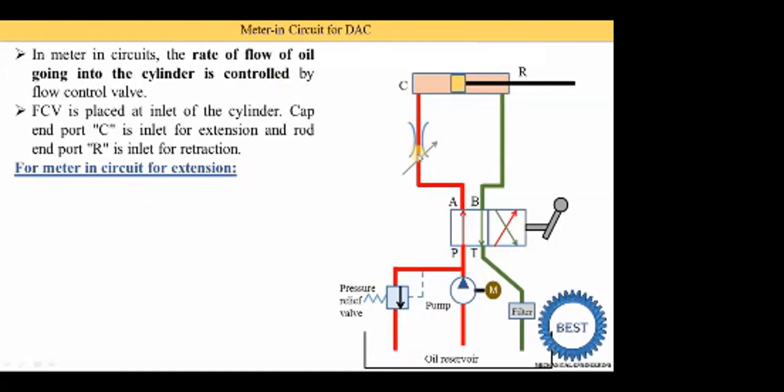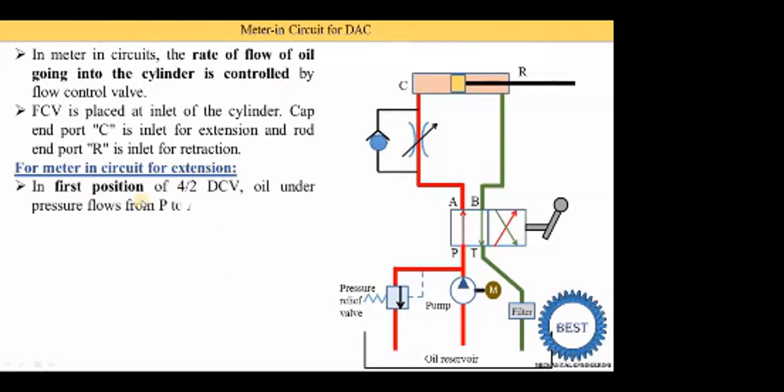Here you see this is the symbol of the flow control valve, a variable speed flow control. That's why we draw the arrow, and we connect the inlet and outlet of the flow control valve with this one check valve. So this is the complete diagram for the meter-in circuit for extension.